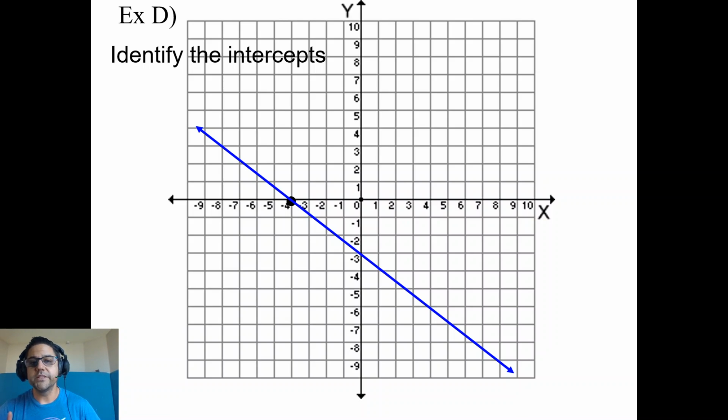Now, remember, we're always going to do the x first and the y second. So if you look on the x-axis, that point is specifically at -4. So some students may mistakenly write x equals -4 and stop there. We need the actual ordered pair. The ordered pair is (-4, 0). Because remember, the x-intercept is where the line touches the x-axis and y is equal to 0. So you have an x number, y number is 0, and that's for your x-intercept.